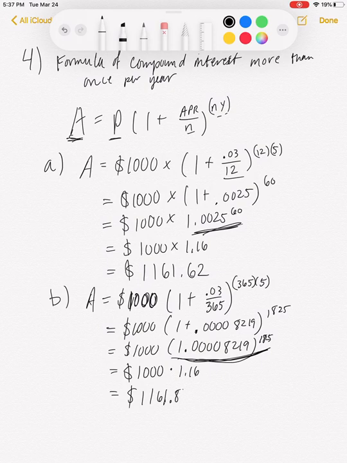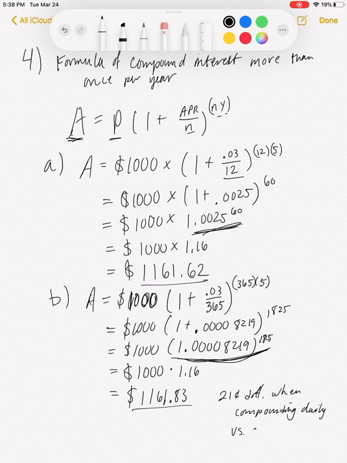$1,161.83. Okay, so notice that when you compound monthly, or 12 times a year, you have $1,161.62. But compounding it every day, you get a little bit more money, but it's only about 21 cents more. Okay, so there's a 21-cent difference when compounding daily versus compounding monthly.